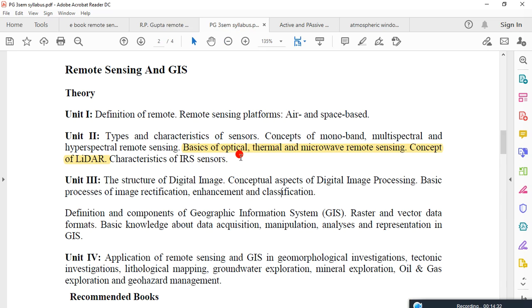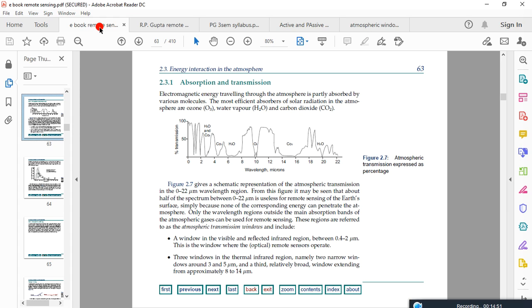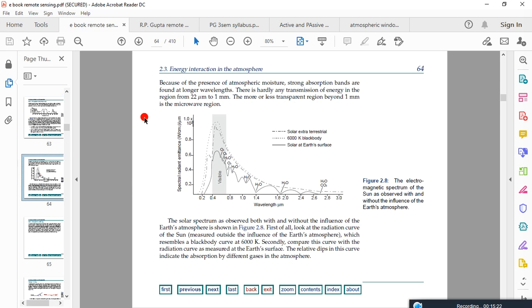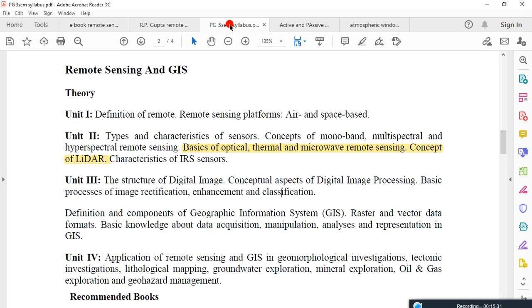So these optical, thermal and microwave remote sensing techniques are used in these windows only. When you are talking about optical remote sensing, you are using those sensors which can sense the wavelength 0.4 to 2 micrometer. And when you are talking about thermal remote sensing, you are talking about these three windows at 3, 5 and the range between 8 to 14 micrometer. Then when you are talking about the microwave window, you are talking about the area which is beyond 1 mm. So these are the windows which are used for optical, thermal and microwave remote sensing.